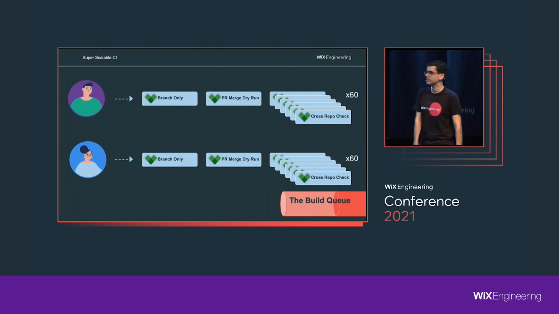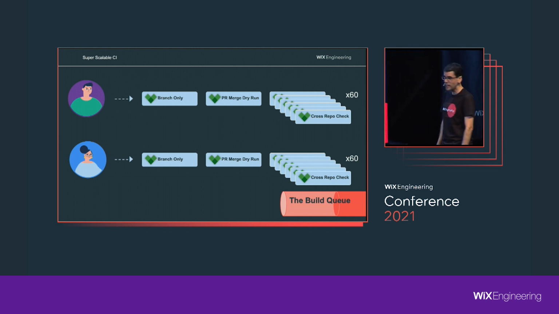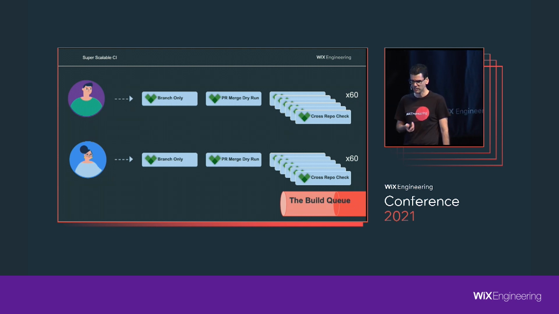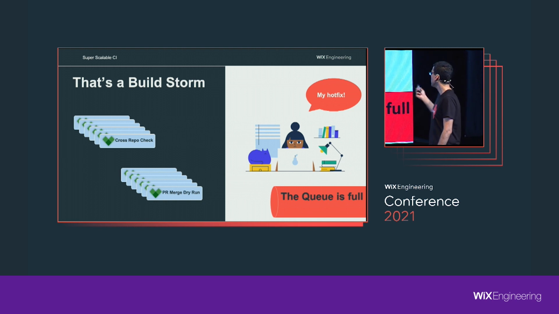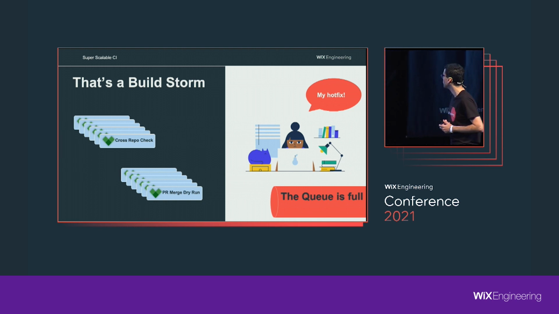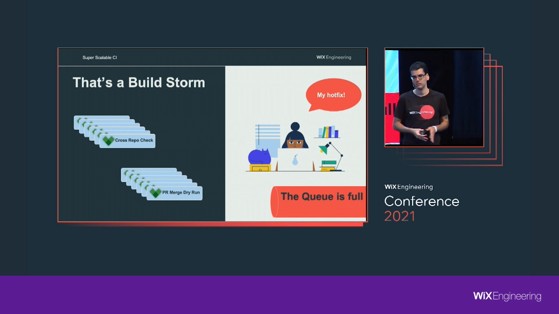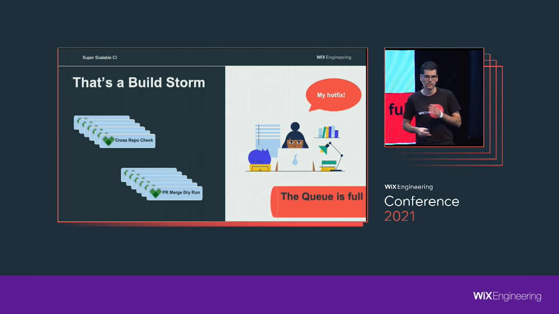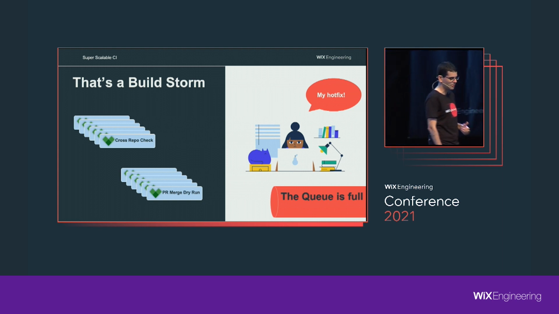So let's take an example. What happens when we have two developers? They both open pull requests and run cross-checks on all of Wix. That's around 125, 130 builds, right? And we have a developer here that wants to push a hotfix to fix a production incident. Now, in the previous state of our system, that build was most likely queued, right? Just waiting in line, and queued for a very long time.